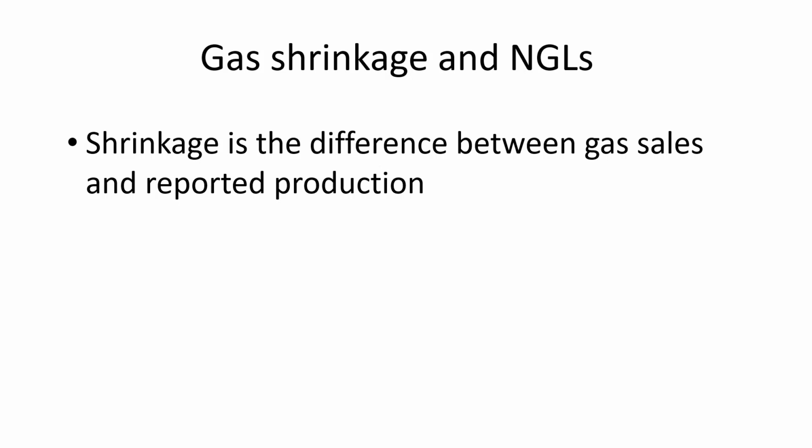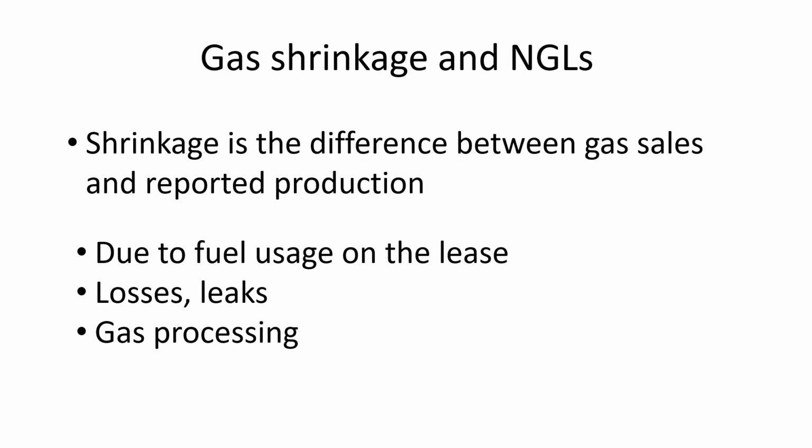Shrinkage is the difference between gas sales and reported production. And it could be due to fuel usage on the lease, or losses in the system, leaks, or mainly it's from gas processing. So if you process the gas to get NGLs, you're not going to sell as much gas as the well produced because it shrinks the gas going through the processing plant.